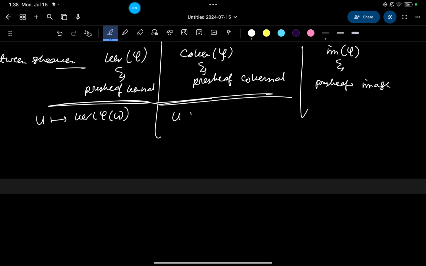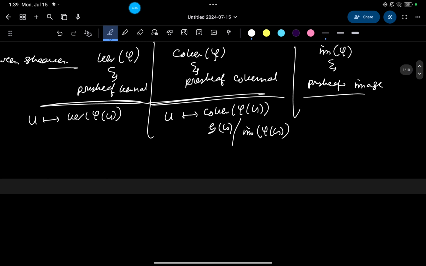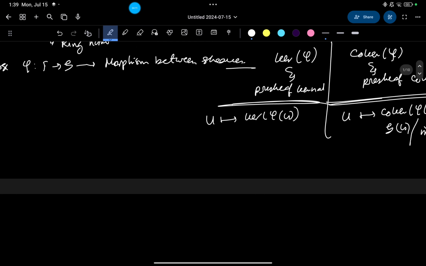So here it is, U is mapped to the co-kernel of phi of U. So co-kernel of phi of U means G of U quotiented by the image of phi of U. And what is the presheaf image? U is mapped to the image of phi of U.